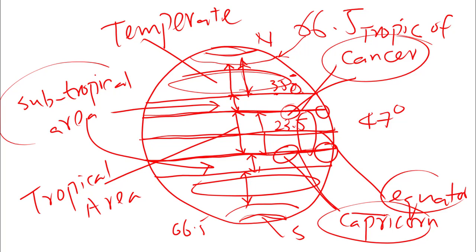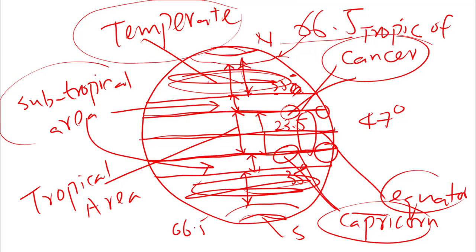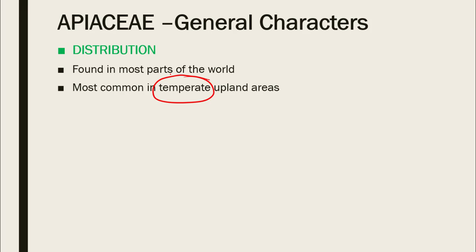So 35 degrees on either side, at the boundary of the subtropical area, starts the temperate zone, and this temperate zone extends to the polar region at about 66.5 degrees towards north as well as south. So this area and this area, this is the temperate zone. So most commonly the family Apiaceae is found in the temperate and temperate upland areas, the higher areas of the temperate zone.